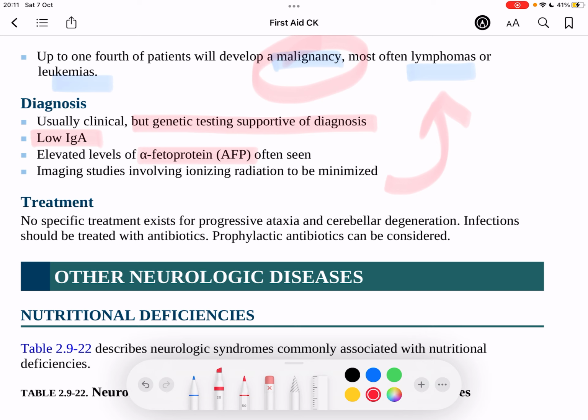And then last but not least, treatment. There's no specific treatment existing for progressive ataxia and cerebellar degenerations, but the infectious element can be treated with antibiotics, and even prophylactic antibiotics can be considered in these patients. And that concludes our discussion on the neurocutaneous disorders. I hope that was helpful. And as I've said at the beginning, it's best to do this alongside the CNS neoplasms video, so you can do those together.